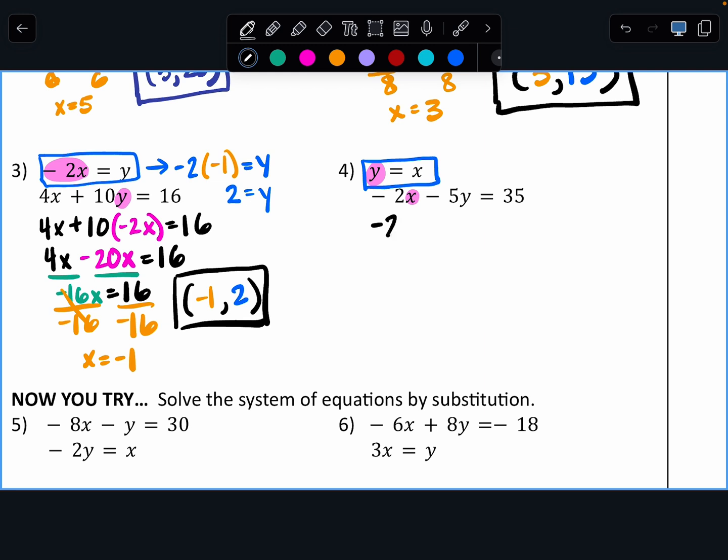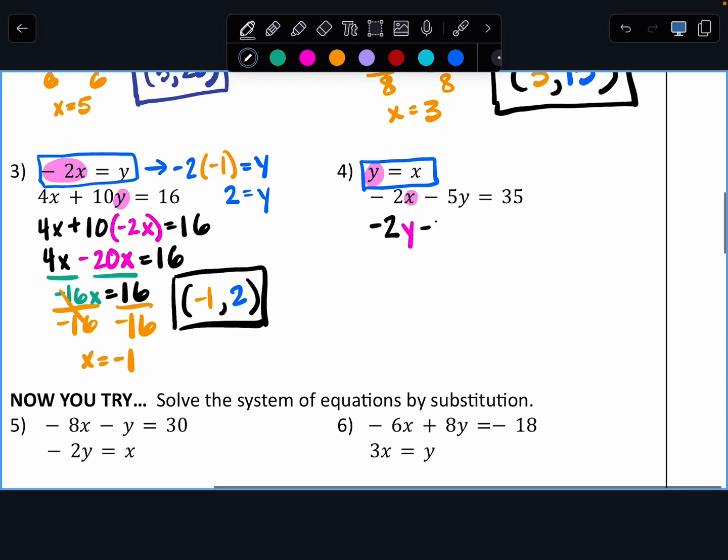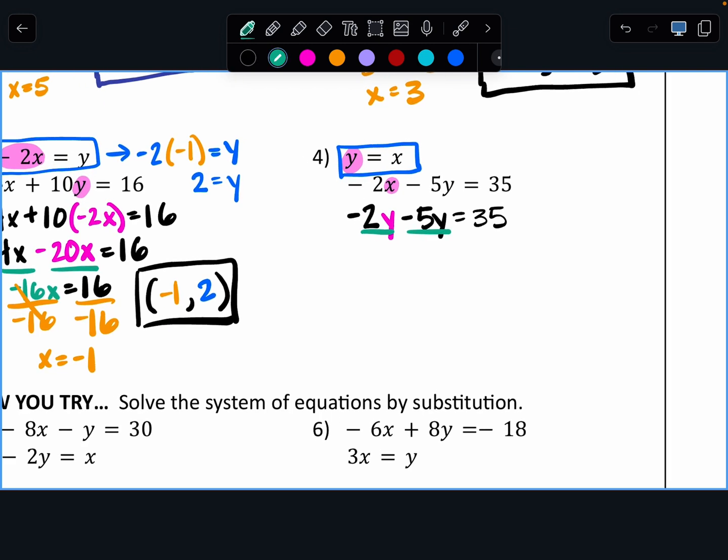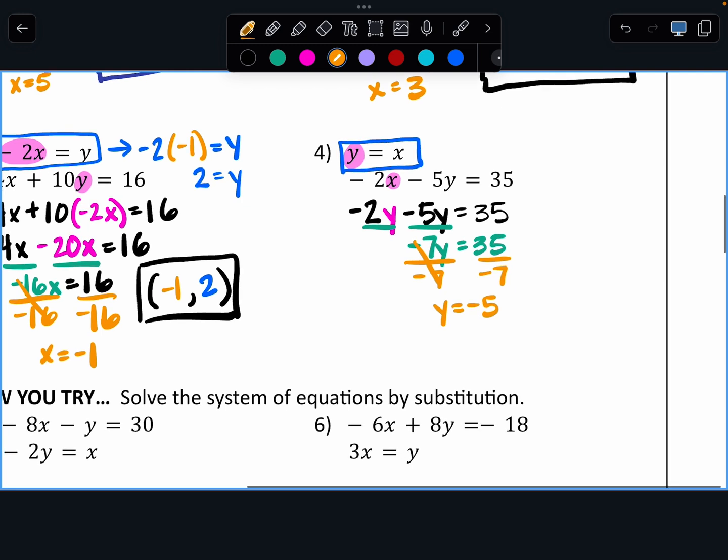So I have -2, and instead of x, I'll put y minus 5y equals 35. So the goal, remember, is to get only one variable in your equation. So now I only have y's. I don't have any x's. Now I can combine like terms, -2y and -5y, which is -7y equals 35. Divide by -7, y equals -5.